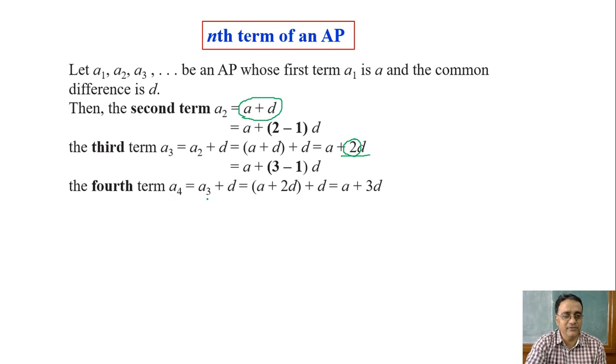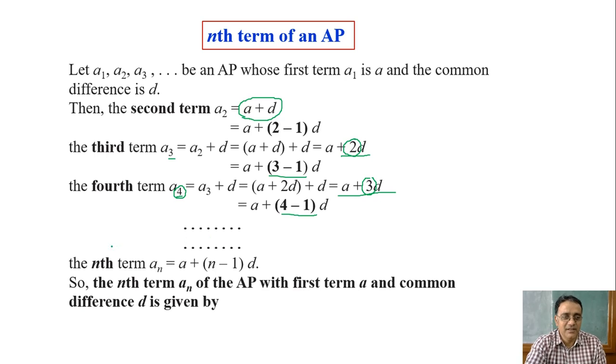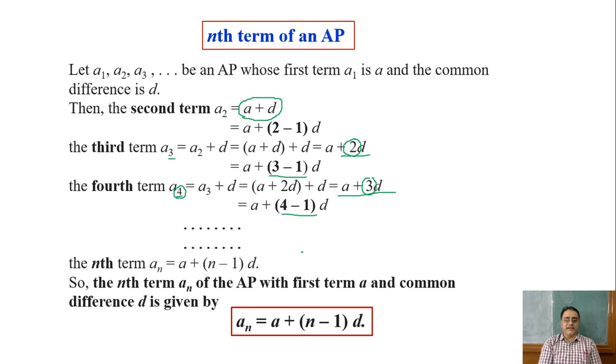Similarly, for the fourth term A4, add the common difference to its preceding term, that is the third term. So we are getting A plus 3D, and 3 we can write as 4 minus 1. So see carefully, here it is 4, so we write 4 minus 1, here it is 3, so we write 3 minus 1. If it is n, what will we write here? N minus 1. Yes, n minus 1. So the nth term, that is AN, is equal to A plus n minus 1 into D, with the first term A and the common difference D. Finally, this formula you have to remember.